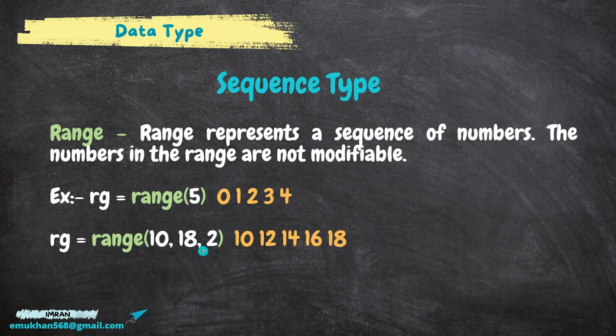2 is the difference. Here there is a difference of one, but here I have written a difference of 2. That means it will show you the even numbers. 10 plus 2, 12 plus 2, 14 plus 2, 16. In this way, if you have 20, then it will end at 20. It will not start from 0, because I have mentioned the starting point as well as the ending point, so it will start from 10 and end at 18. So this is the thing.